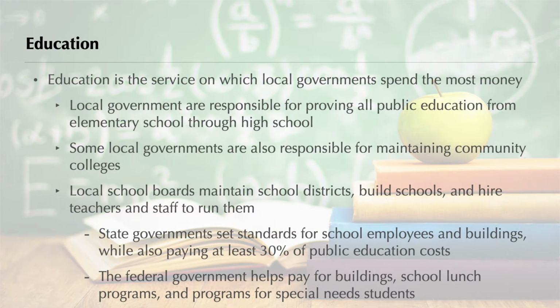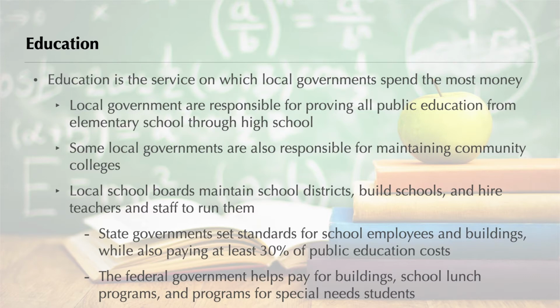The service that local governments spend the most money on is education. Local governments, counties, cities, and school districts, are in charge of providing all public education from elementary school through high school. Some are also in charge of 2-year colleges. Local school boards build schools and hire teachers and staff to run them. Many local boards have a strong say in what courses will be taught.